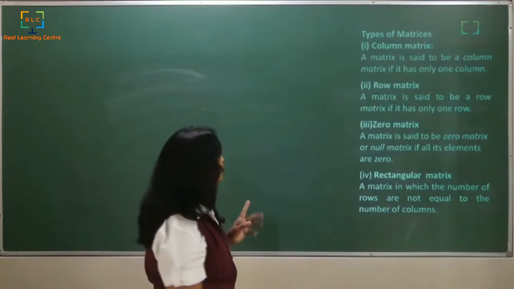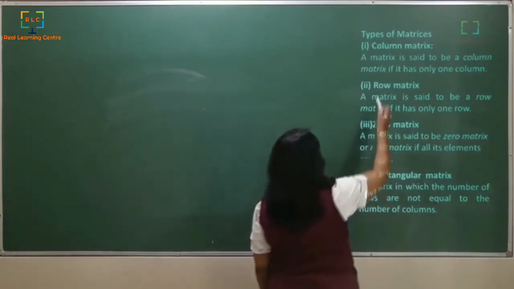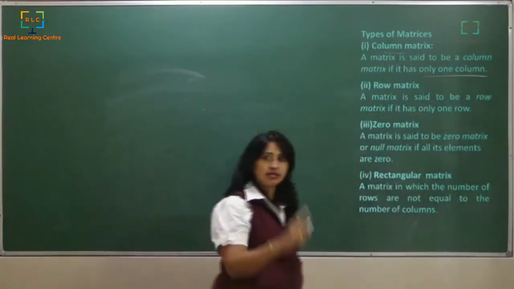Okay, so now I have types of matrices. First matrix, that is the column matrix. The name itself tells you that a column matrix is a matrix which will have exactly 1 column.